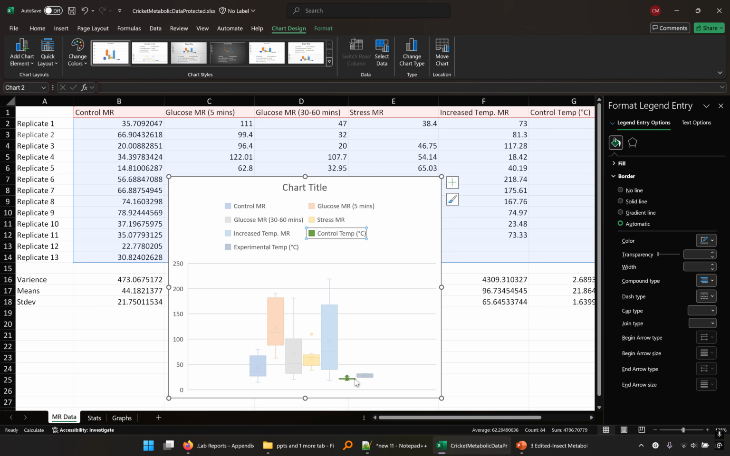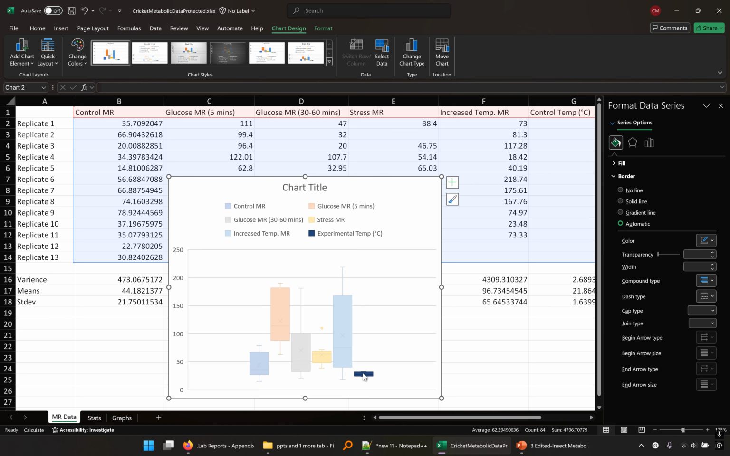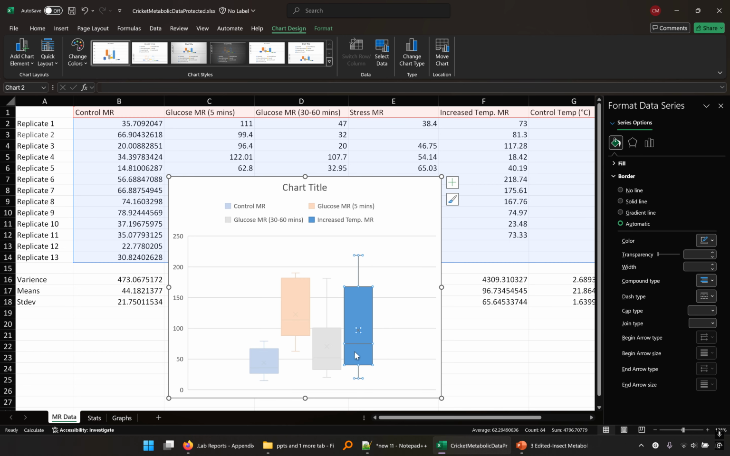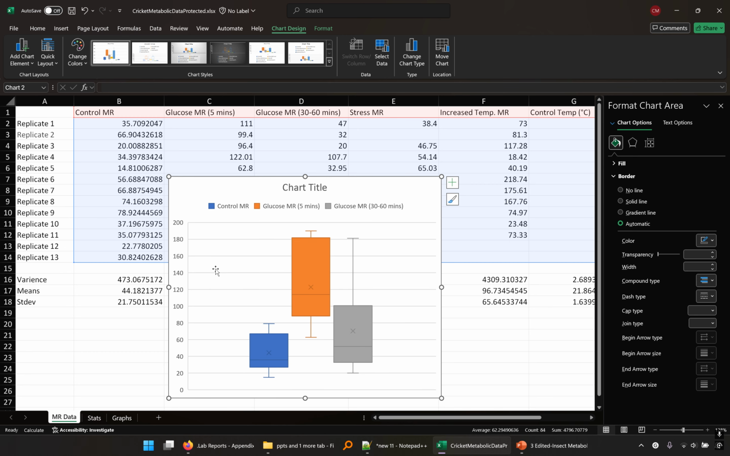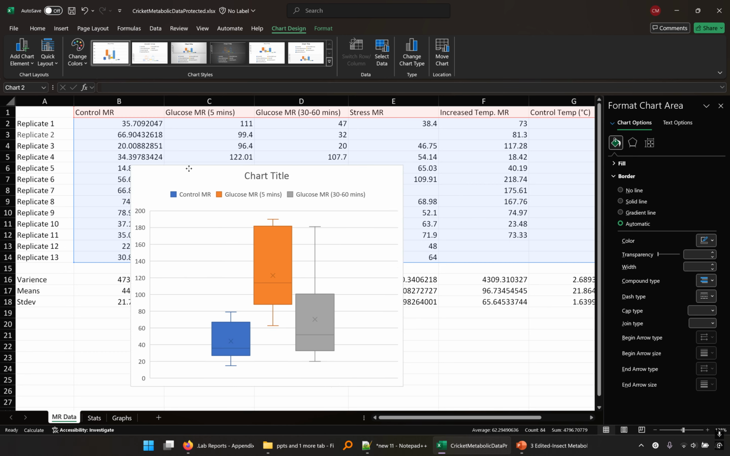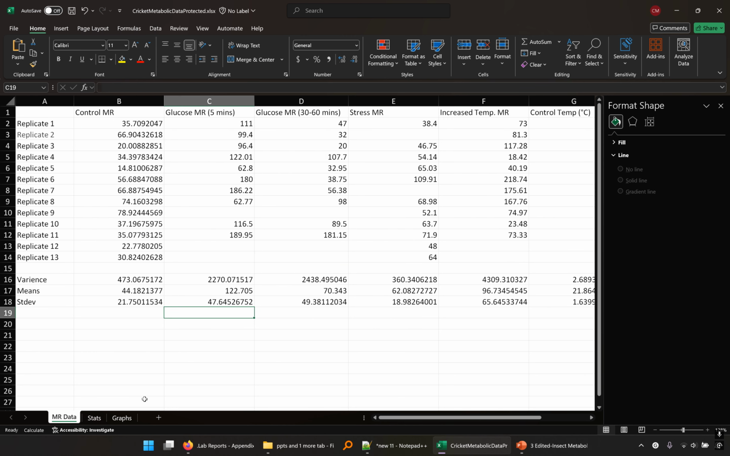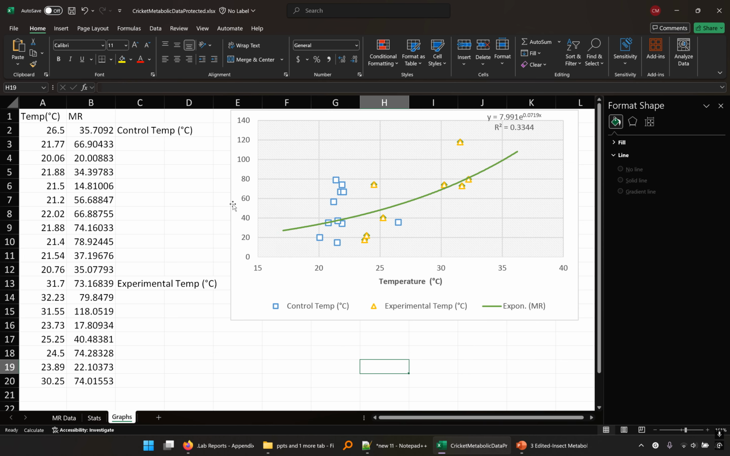I can then remove the individual regions for each one, because you can see you can't filter on here. So how we modify these is that you would highlight individual ones and remove them. And so this would be an appropriate graph for putting onto your Word document.